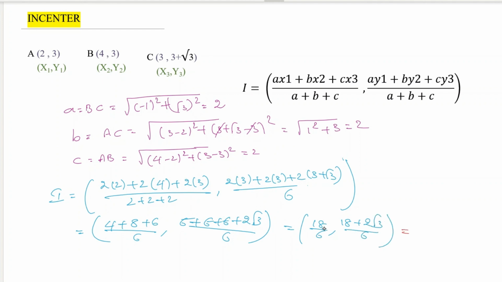Now this is equal to 18 upon 6 is 3, comma, again 18 upon 6, that is 3, plus then we have 2 root 3 upon 6. The 6 is nothing but 2 into 3, and then 3 is again root 3 into root 3. So this 2 and 2 will get cancelled out, root 3 and root 3 will get cancelled out. We have 1 here in the numerator. This is 1 upon root 3. This is the incenter we have now.